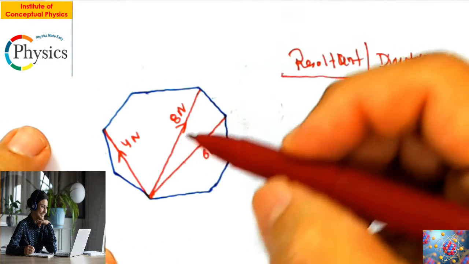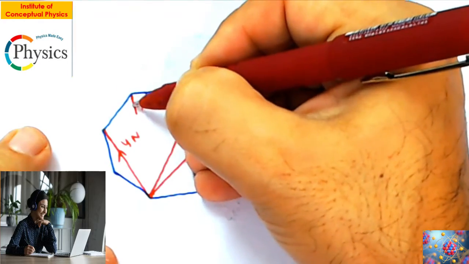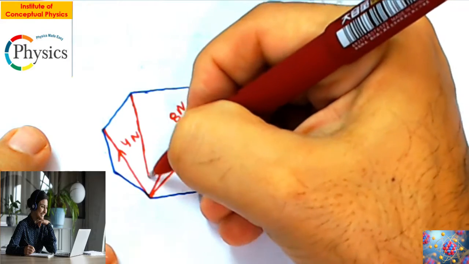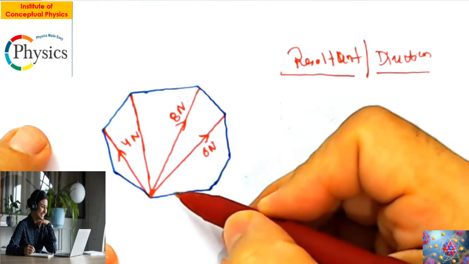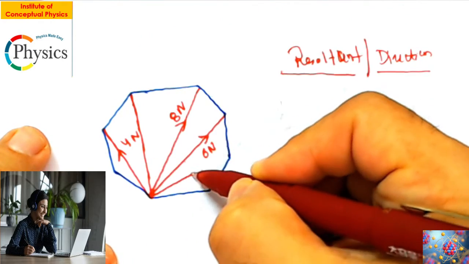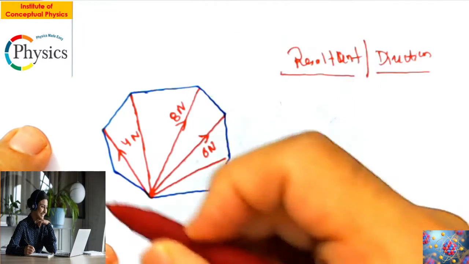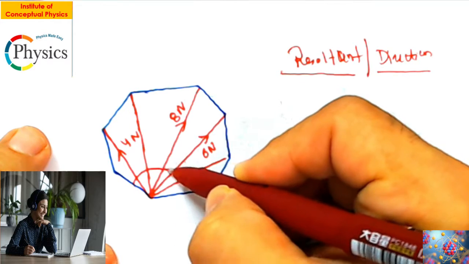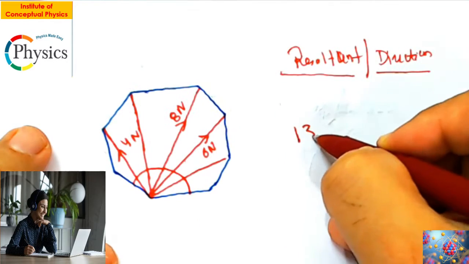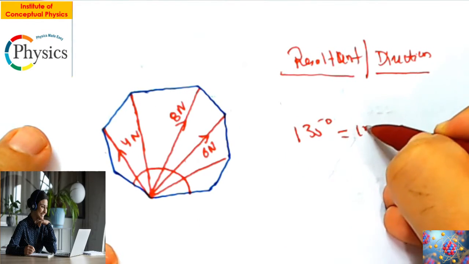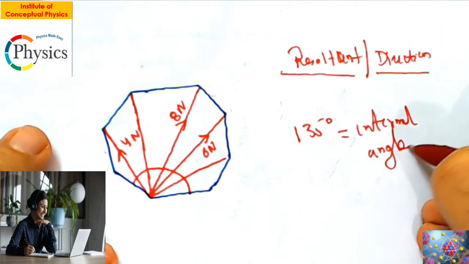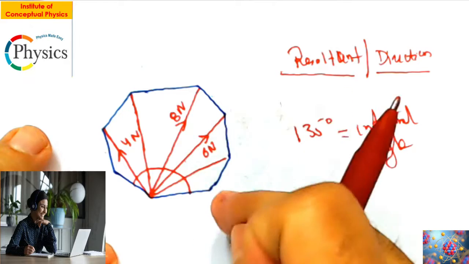Now, if you remember, the octagon, if you draw all these diagonals, I'm just completing the shape of an octagon. If you draw the first one too, which is not part of the force, this is not a force, I'm just trying to explain your geometry. This whole angle is 135 degrees, which is the internal angle of an octagon. That is pretty well taught in class 8th or 9th.